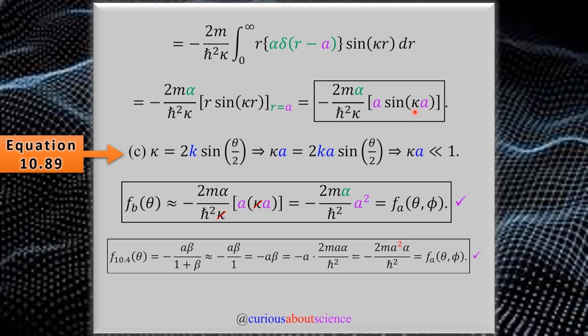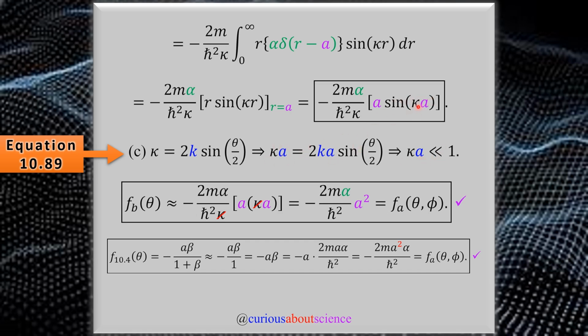So from equation 10.89, which relates kappa to K, we see that if kappa is equal to 2K sine of theta over 2, multiplying both sides by A allows us to put that in there. And so we see that kappa A is much less than 1. And if this is true, then we know that we can approximate the sine kappa A with the small angle approximation and get out that this thing here, kappa A is much less than 1.